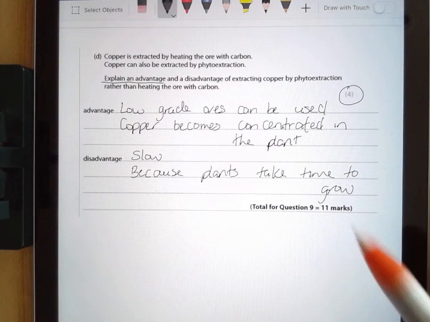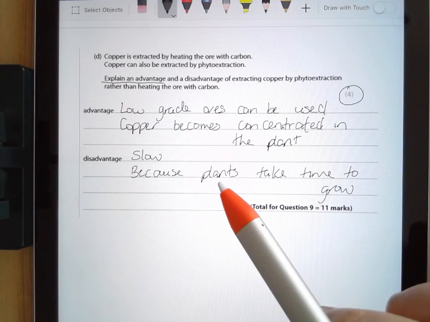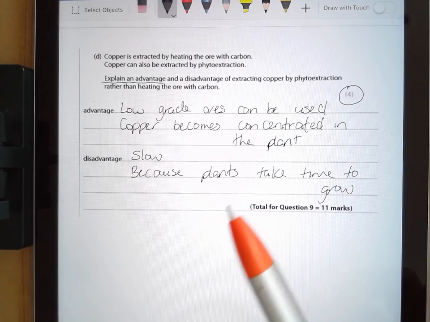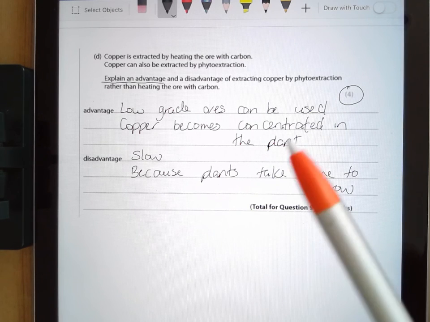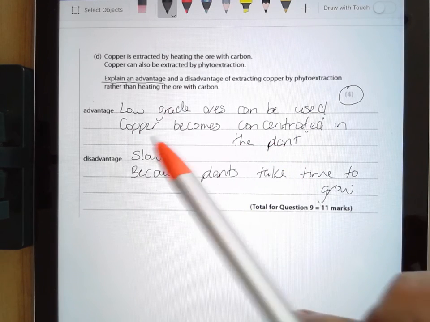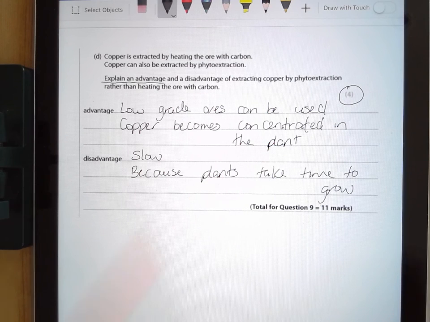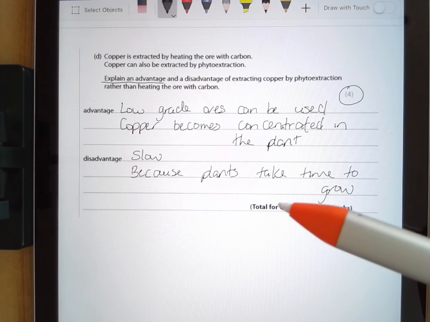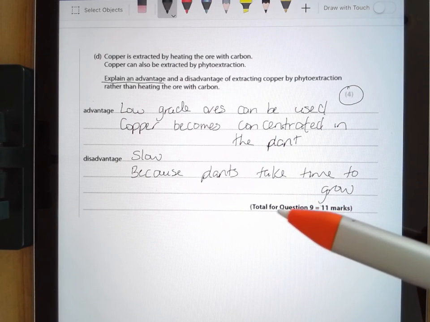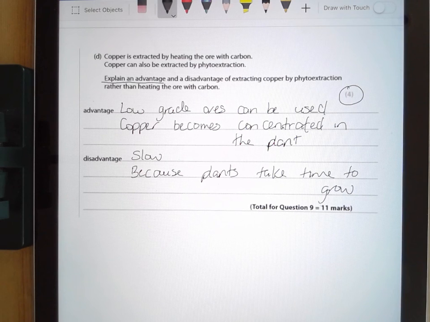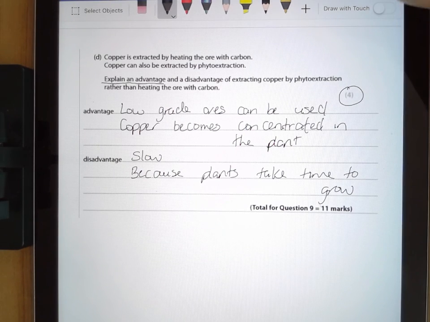Okay. You could also say a disadvantage is it's expensive, and the reason it's expensive is because you need to employ lots of people to grow the plants. So state an advantage, explain it. State a disadvantage, explain it. Just a reminder, phytoextraction, that's when you're using plants, you plant them and they absorb all of the metal into their roots. And once they've absorbed the metal into their roots, you can cut the plant down, you can burn the plant, and you can get the metal out of the plant. So again, any questions with any of those, just let me know.